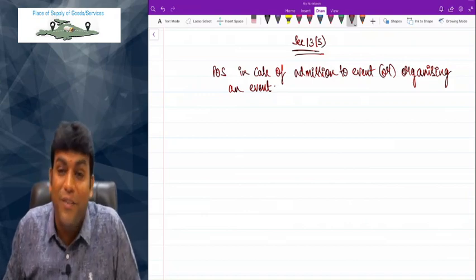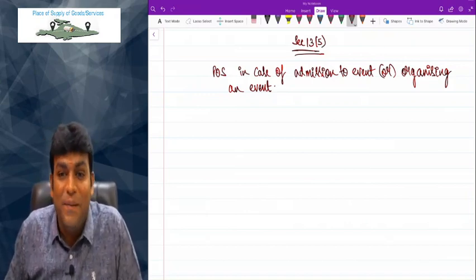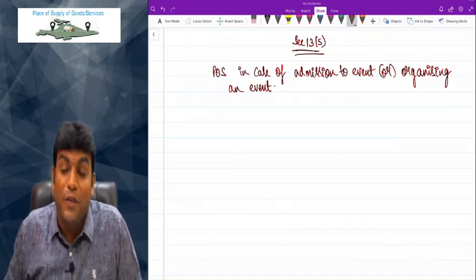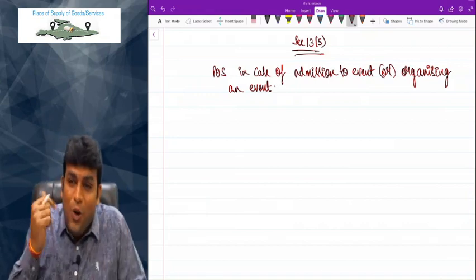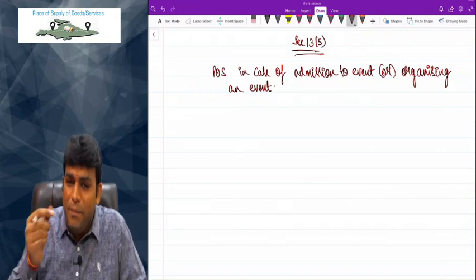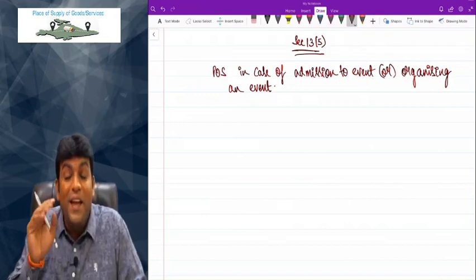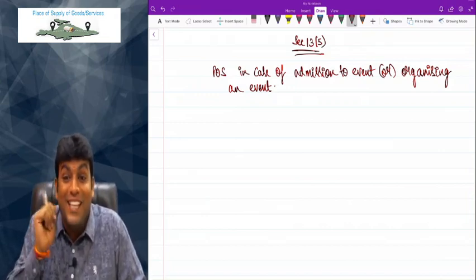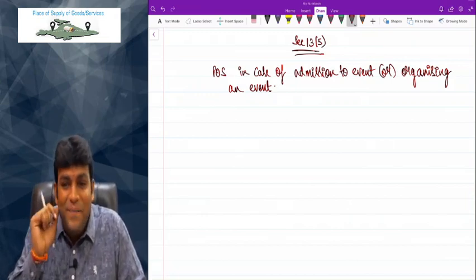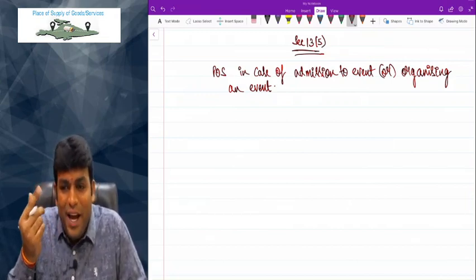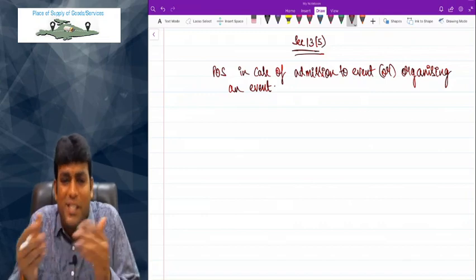And for admission to event we learnt that place where event is held or park is located, and for organizing event we learnt that if recipient is registered person, location of such person, and if recipient is unregistered person, then place of supply will be what, sir? Place of supply will be what? Place where event is held. And if event is held outside India, place of supply is location of recipient.